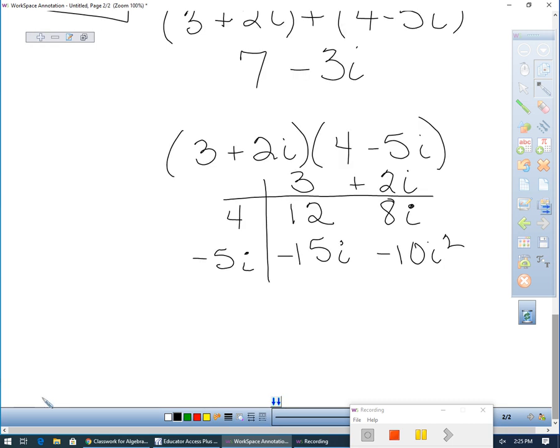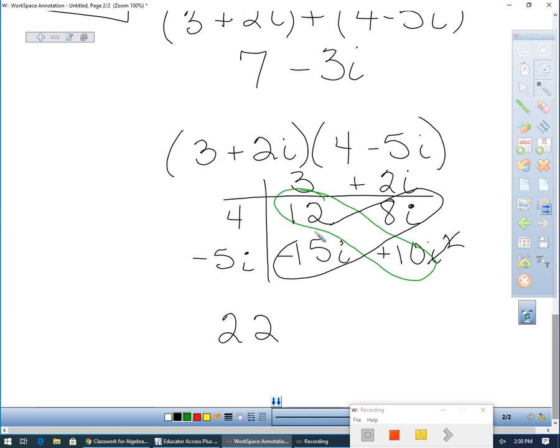All right, now look at our box. First thing I want you to do is look at the box. That i squared is negative 1, right? So I want you to cross out your i squared and change the sign on this number so this becomes a positive 10. Now, every single time you multiply two complex numbers together, your diagonals both add together. 12 plus 10 is going to add together. What is 12 plus 10? 22. And negative 15i and 8i add together for a total of negative 7i.